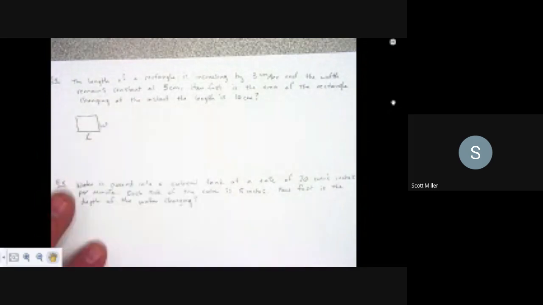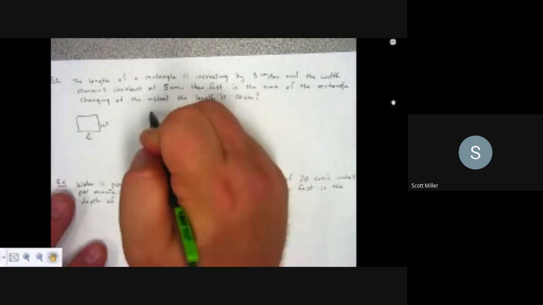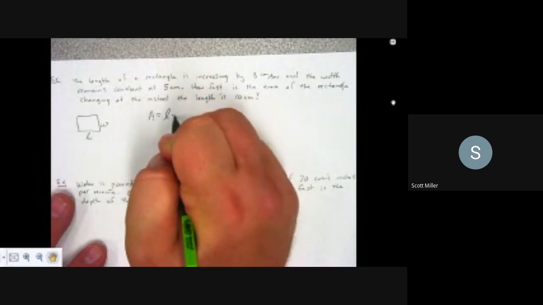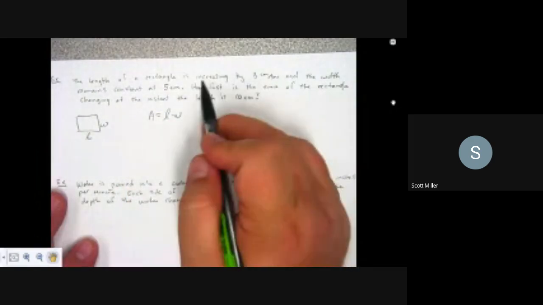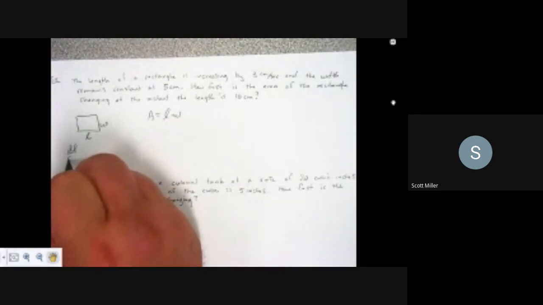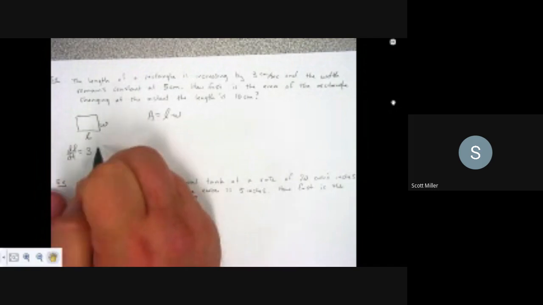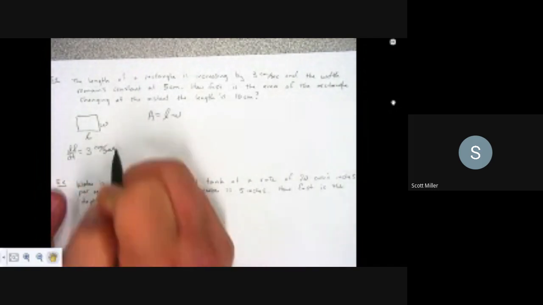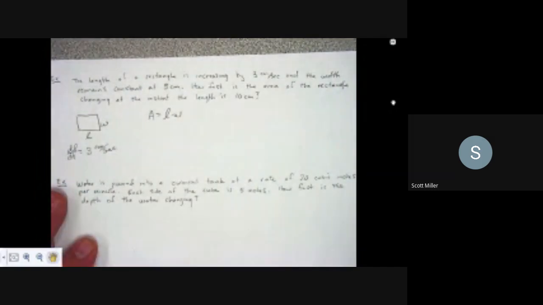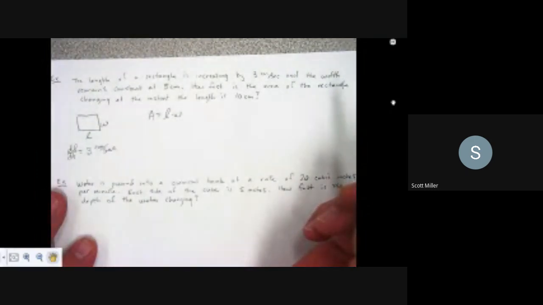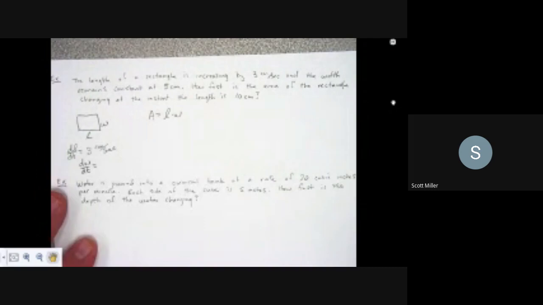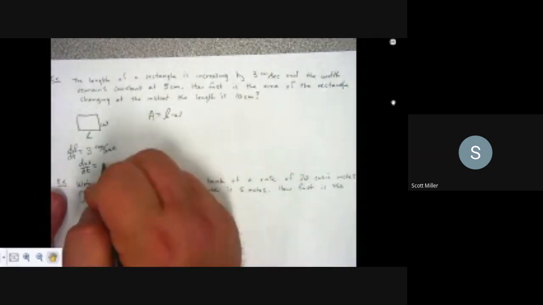Length, width. The area of a rectangle is length times the width. They told me the length is increasing by 3 centimeters per second, so that means dL/dt is 3 centimeters per second. The width remains constant at 5. So what is dW/dt? If it's constant, the derivative of a constant is 0.